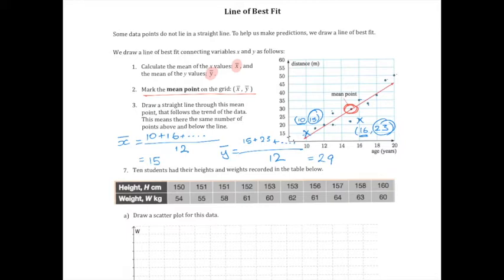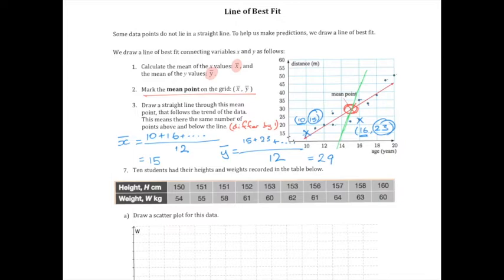Then, now, read this carefully. Draw a straight line through this mean point, but that also follows the trend of data. So this means there are the same number of points above and below the line. Now, sometimes if there's an odd number of points, you might have it differ by 1. Girls, technically, a line like this might have the same number of points above and below it, but that doesn't really follow the trend, does it?